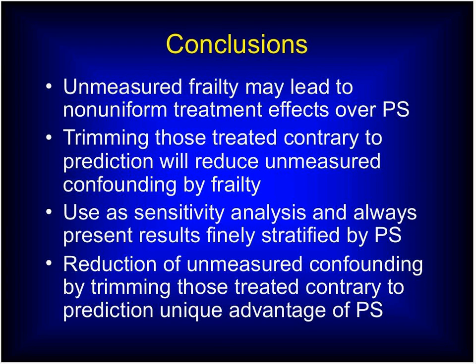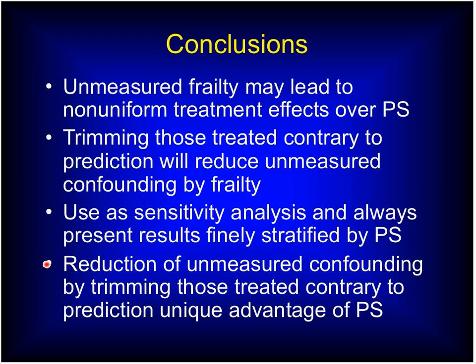So, coming to the conclusions here: unmeasured frailty may lead to non-uniform treatment effects over the propensity score. Trimming those treated contrary to prediction would reduce unmeasured confounding by frailty under this assumption. This would be used as a sensitivity analysis, and the results fully stratified by the propensity score would need to be presented if you have non-uniform effects, because again, this is an assumption that you're making, and people might not be willing to make that assumption.